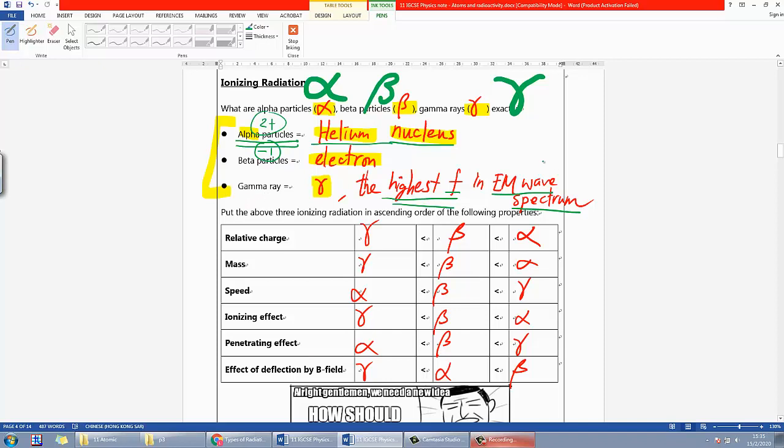Some people, if you study IB physics, then we will talk about light in general. We can also treat it as something called a photon. Okay, but I don't think you need it in IGCSE. So let's just keep it as gamma ray, and that is the highest frequency in the EM wave spectrum.